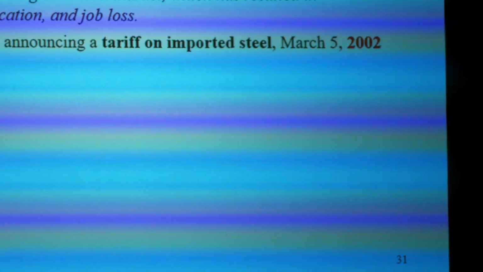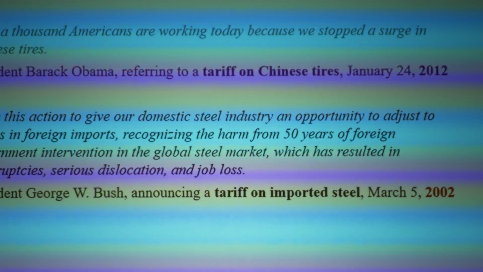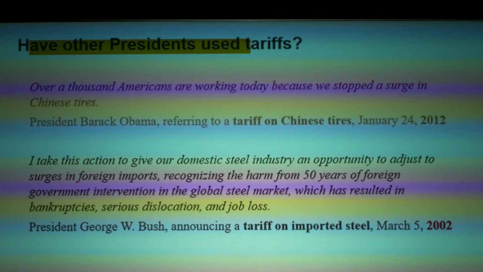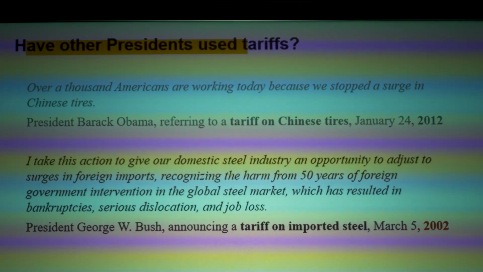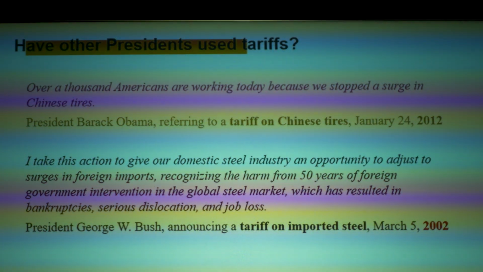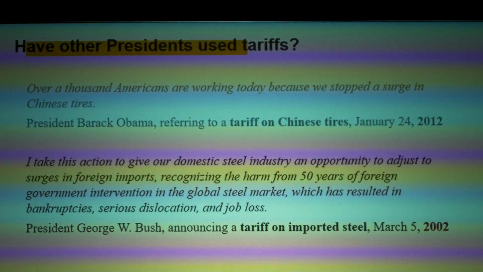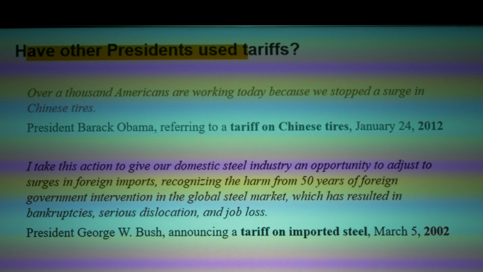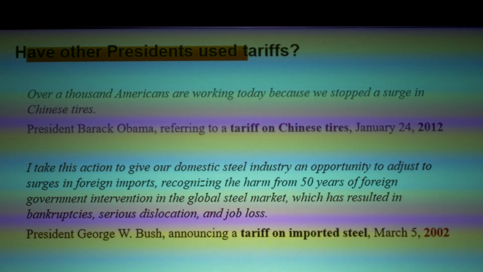Here's a quote from him. "I take this action to give our domestic steel industry an opportunity to adjust to surges in foreign imports, recognizing the harm from 50 years of foreign government intervention in the global steel market, which has resulted in bankruptcy, serious dislocation, and job loss in the U.S." So this was also a Section 201 tariff, justified by the surge in imports that was causing problems in the United States. So he put this tariff on in 2002.